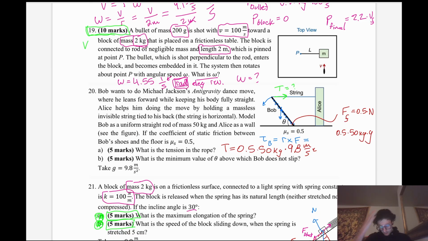What is the minimum angle theta for which Bob does not slip? So think about this. As the theta decreases, how is theta going to be used here? I'm not sure, but anyway, like I said, I don't want to think about this too much anymore.